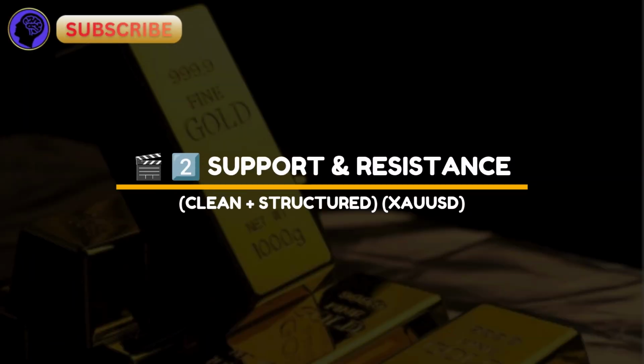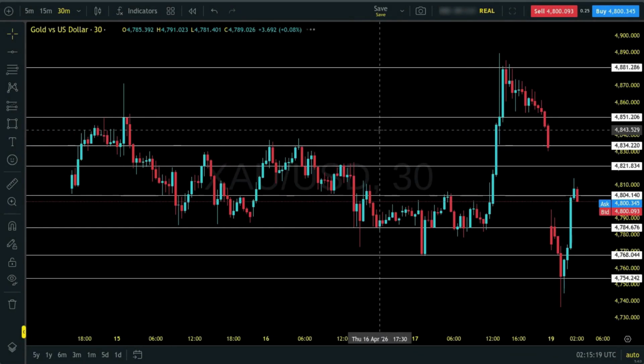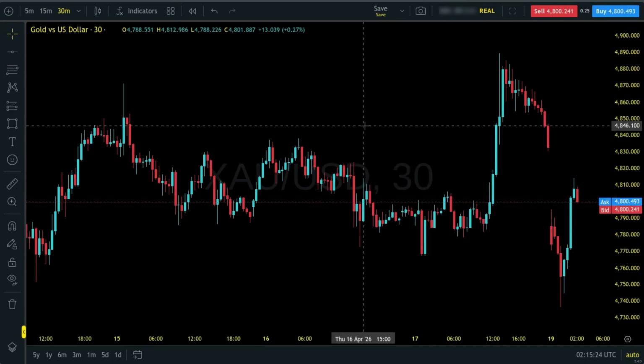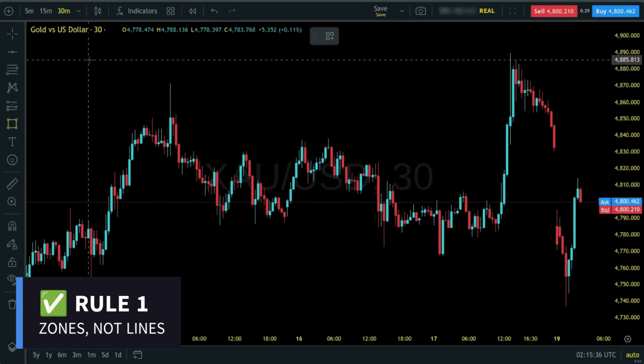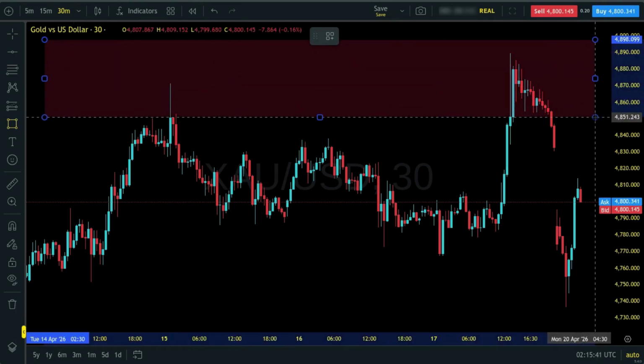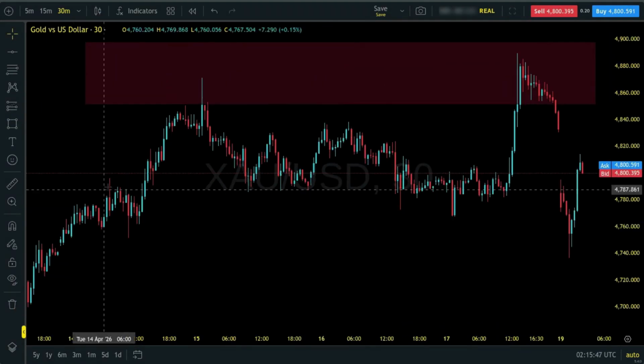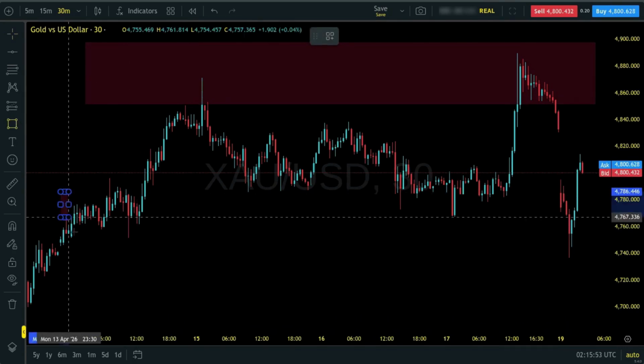Support and resistance, clean and structured. Using XAUUSD. Now let's clean this. This is how I work. Rule 1, zones, not lines. I don't draw one line. I draw a zone. Because price doesn't react to one exact level, it reacts to an area.